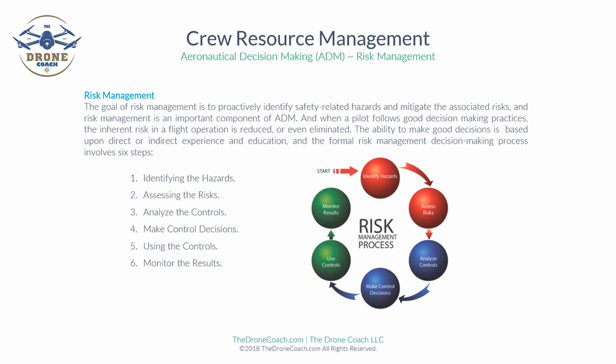The ability to make good decisions is based upon direct or indirect experience and education, and the formal risk management decision-making process involves 6 steps: identifying the hazards, assessing the risks, analyze the controls, make control decisions, using the controls, and then monitor the results.